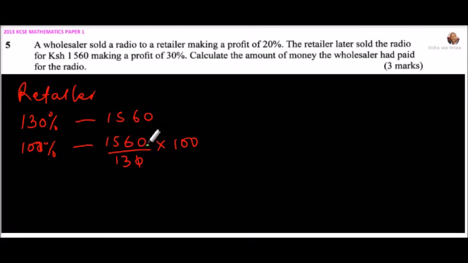So that will give you, when you multiply that, 12 times 100, that will give you 1,200. So that is what the retailer paid, the 1,200 to the wholesaler. Now we come to the wholesaler.